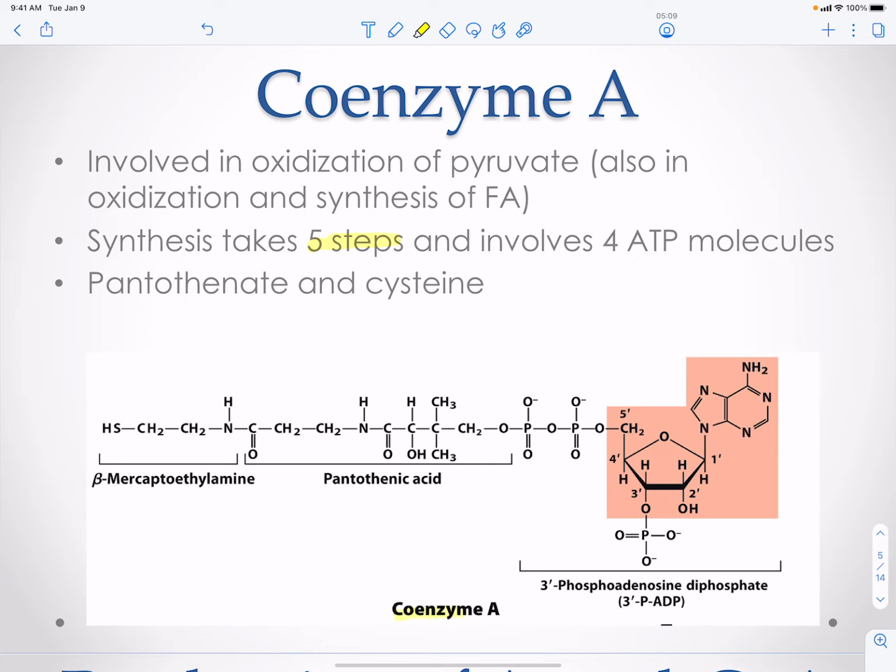So this is coenzyme A, and again you have a pantothenic acid, and coenzyme A basically has a thiol group. And this is going to react with a carboxylic acid, and this is going to form an acyl carrier group.